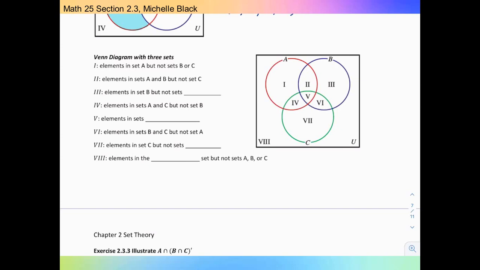In region 1, these are the elements that live in set A, but not in sets B or C. Notice that A contains the regions 1, 2, 4, and 5. But in regions 2, 4, and 5, they intersect with B or C, which means that they aren't strictly stuck in set A. They happen to be in both. But in region 1, I'm not touching any of my other circles, so everything in region 1 is strictly in set A.